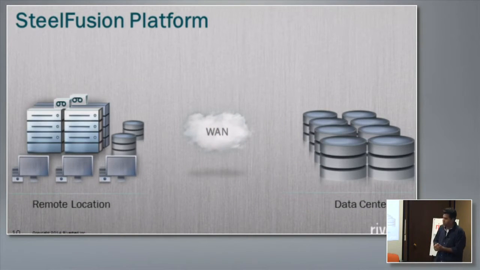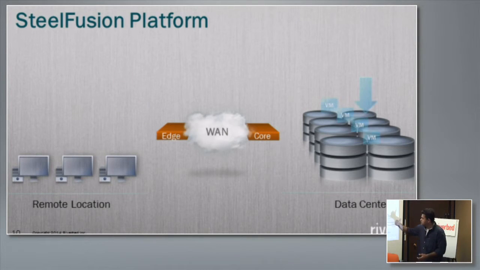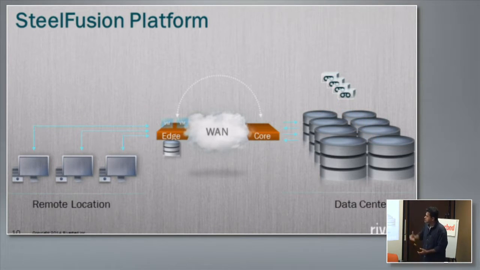So what do we do with the SteelFusion Platform, right? Or previously the Granite platform. What we do in that case is, in your remote location, you have servers, you have some storage, you have some backup, right? We introduced two appliances, which are the SteelFusion Edge and the SteelFusion Core. And what we're able to do as a result of that is consolidate all that storage back to the data center and project that storage out from the data center as if it were local storage in your branch office, right?